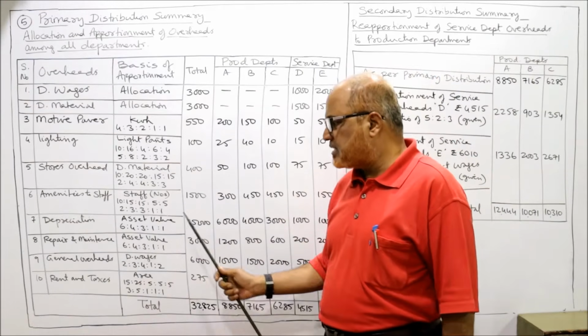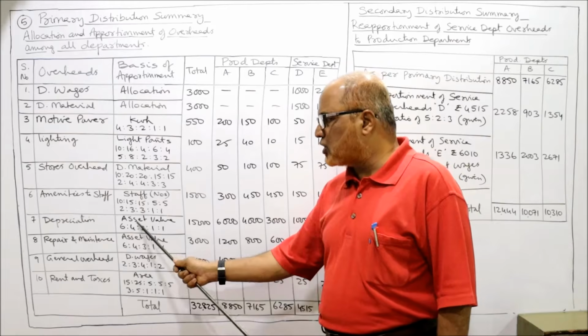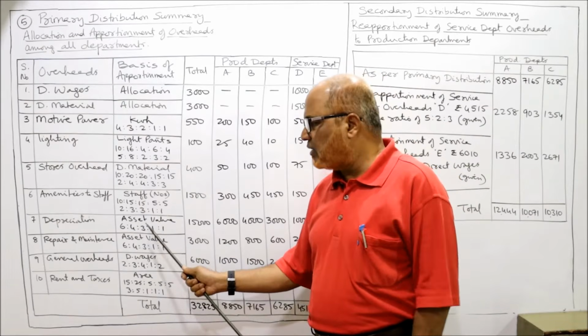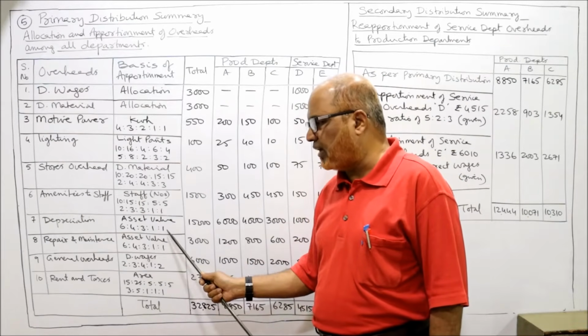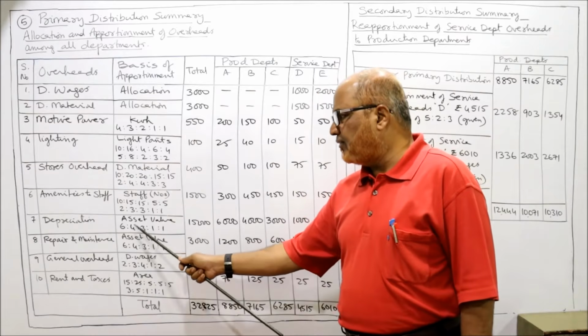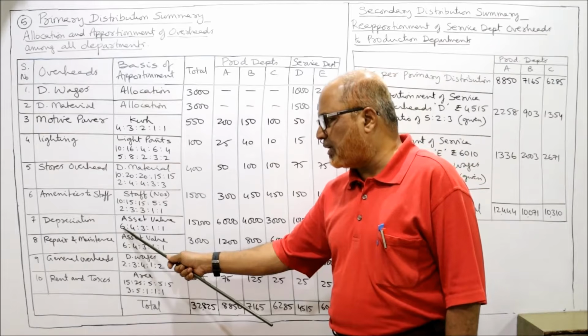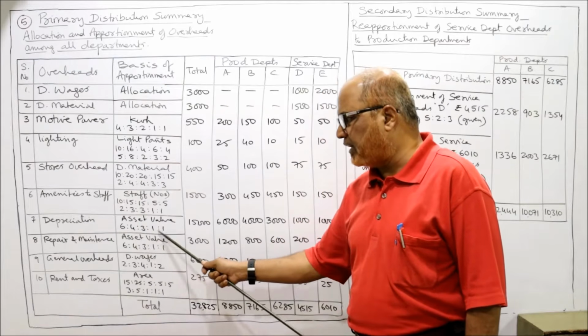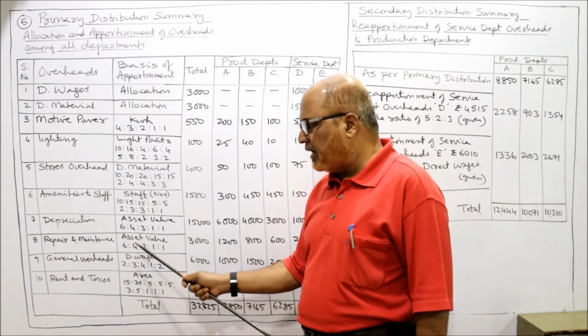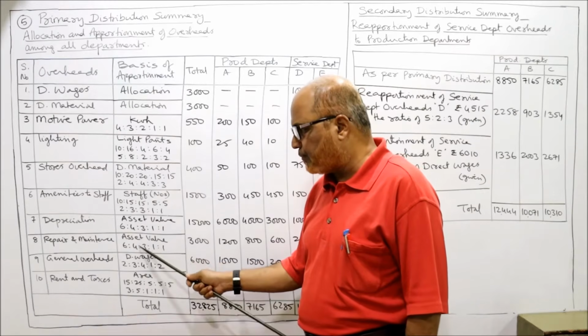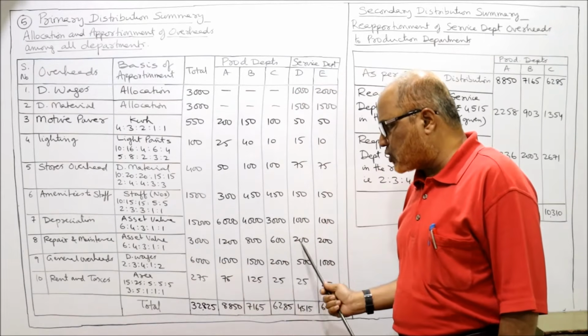Like this. Depreciation is 15,000. It will be apportioned on the basis of asset value. The asset value given in the problem is 6, 4, 3, 1, 1. So 10, 13, 14, 15. 15,000 into 6 by 15, 4 by 15, 3 by 15, 1 by 15. Then repair and maintenance, again asset value. Same ratio. So we have apportioned 3,000.